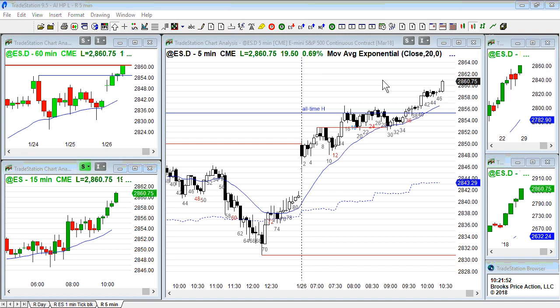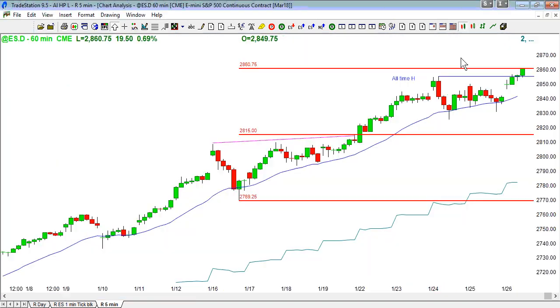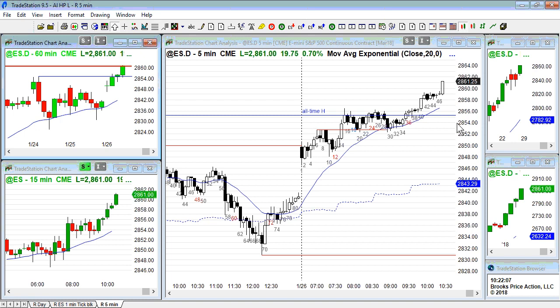Is it going to go much higher than this? Well, look where we are. 2860.75, and that's exactly where we are. So we're at the magnet. We do not have to stop there, but it's an obvious, well, I don't know if it's obvious, but it's a magnet. Looks like a lot of the computers took profits at that measured move target.